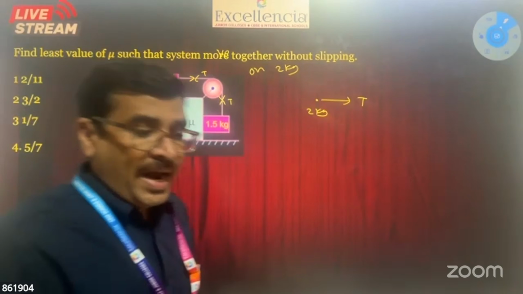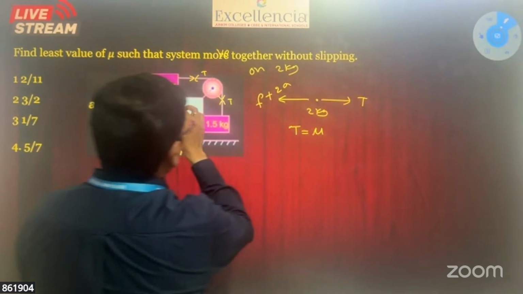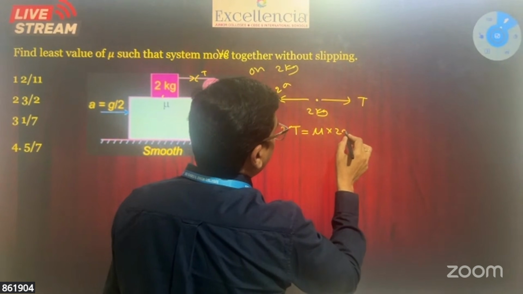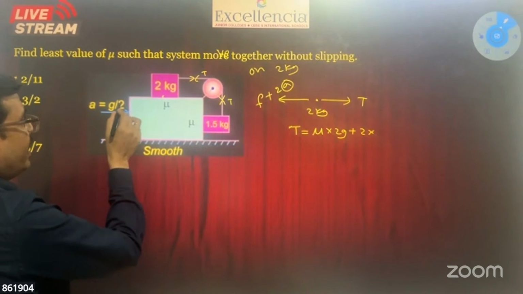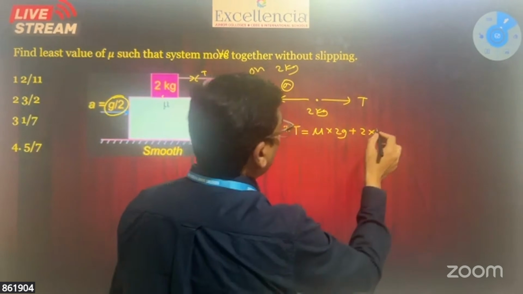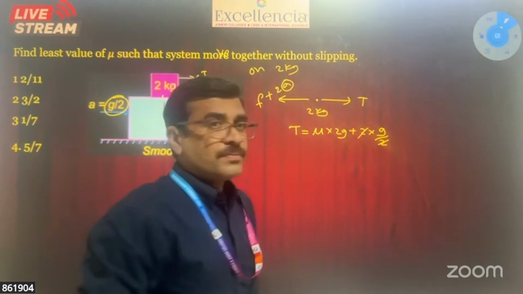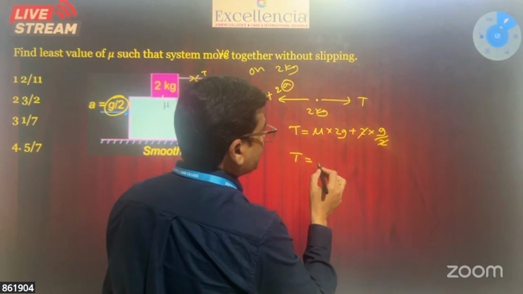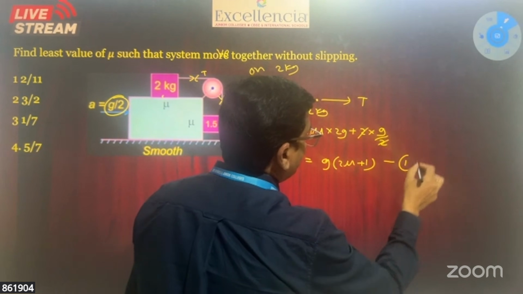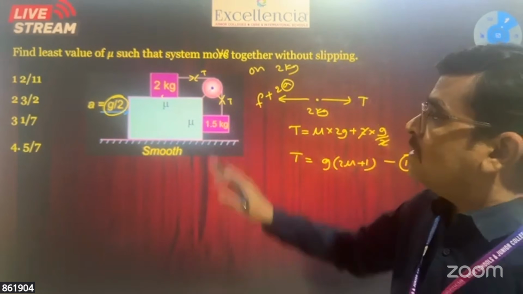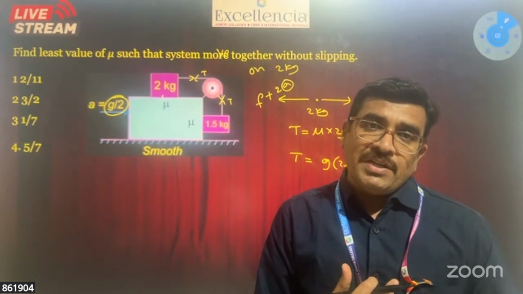So the equation of motion for 2 kg, for the given condition, is that T must be balanced with F plus 2a, where F is mu, the coefficient of friction between these two, into 2g, plus 2 into a, where a is given as g by 2. So I'll take 2 into g by 2. Hence, we get T equals g common, 2 mu plus 1. This is the tension I'm getting by considering the 2 kg mass.